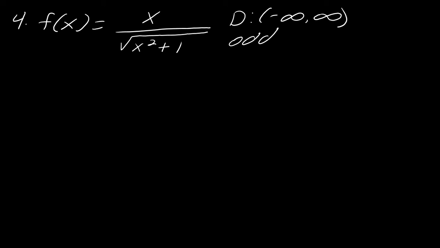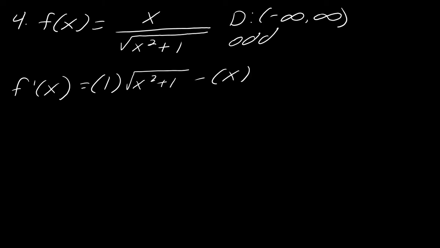Okay, so next we should go ahead and find a first derivative. To find the first derivative, I need to use the quotient rule. So here's my top function, here's my bottom function. First I take the derivative of the top, which is just 1. I multiply that by the bottom function, and then I subtract this off. I leave the top function alone, and now I need to take the derivative of this function. Keep in mind you're using the chain rule here.